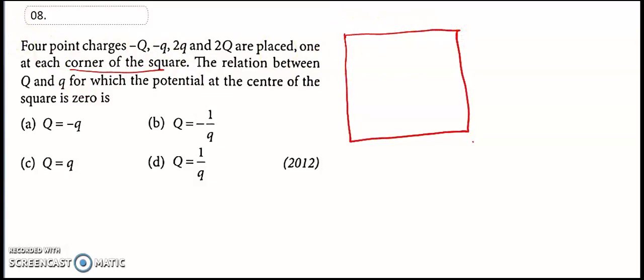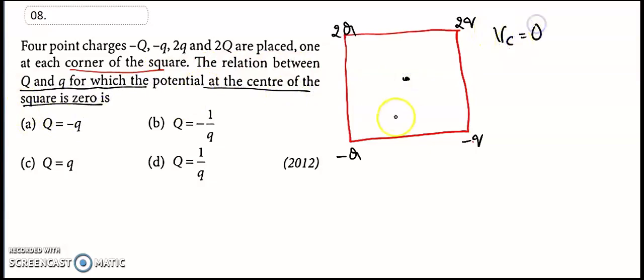Okay, so that charge value is how much? That is minus Q, 2Q and 2 capital Q placed at the corners of the square. The relationship between Q and capital Q: the potential at the center of the square is 0. So the potential at the center is equal to 0.